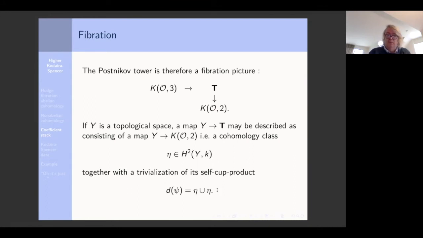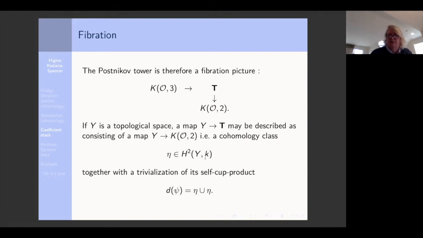Okay. I'm a little bit confused. Didn't you tell us earlier that K(O,2) classifies the H2 of Y with values in O instead of K? Yeah, so maybe I should have said that. I mean, that's why I said if we take the H2 of Y with coefficients in O and then take global sections over the site of schemes over Spec K, then it's just going to be H2(Y, K). But you're right. I should have written O here, but that might be a little confusing.